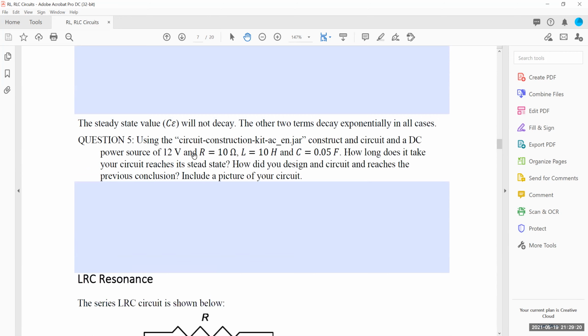Question 5. Using the circuit construction, this is the one that we're talking about, constructing a circuit with a DC power supply of 12 volts, R equals 10 ohms, L equals 10 Henry, C equals 0.04. How long does it take your circuit to reach its steady state? How did you design a circuit and reach the previous conclusion? Obviously, it depends on the exponential of negative R over 2L. So let's do it. Let me stop sharing that.